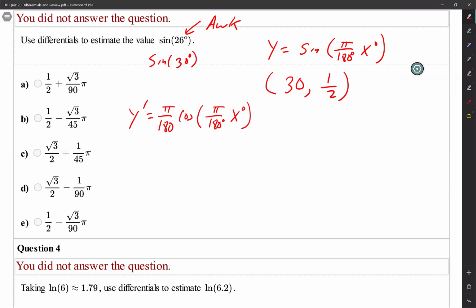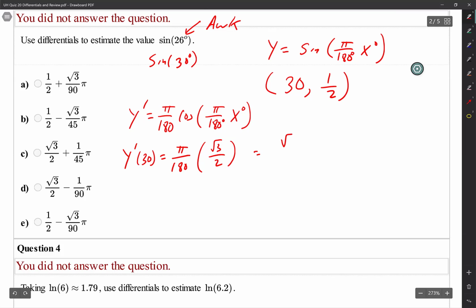All right, so now what am I going to plug in? The 30. So y prime of 30 degrees is pi over 180 times cosine of 30 degrees. 30 times 1 turns it to pi over 6. Cosine of 30 degrees is just square root of 3 over 2. So when I multiply that, you get square root of 3 with a pi on it. I like to put the pi on the side, guys, because sometimes the pi looks like it's under the radical. And then 180 times 2, that is 360.